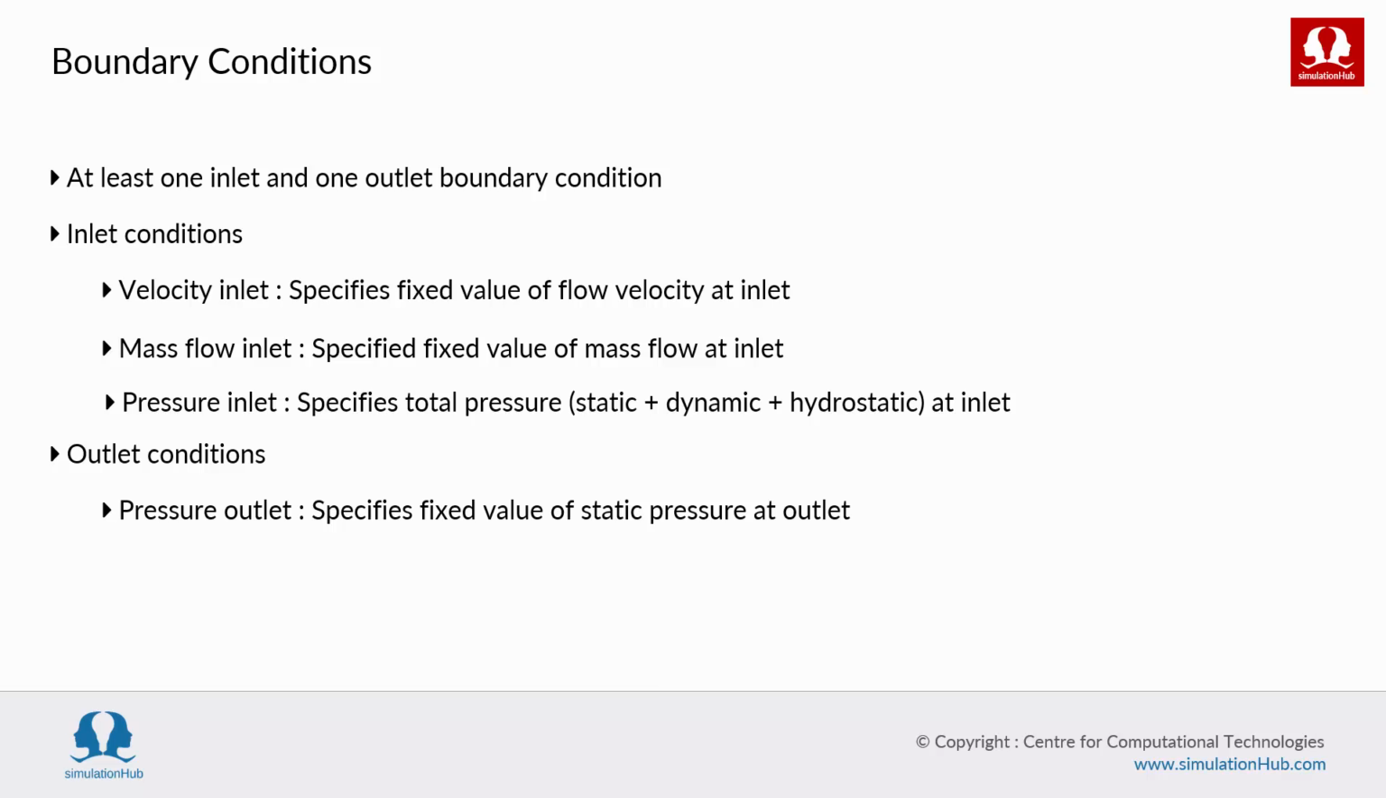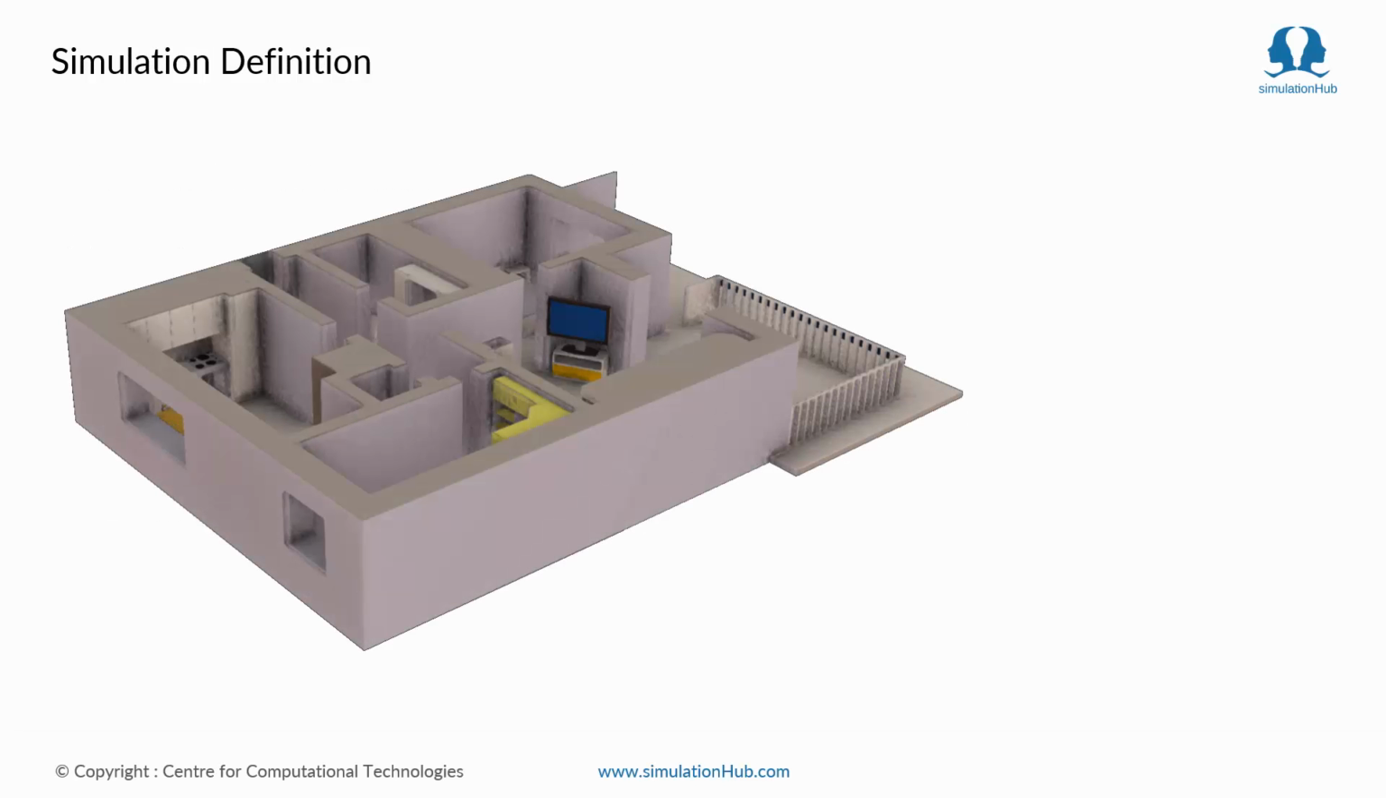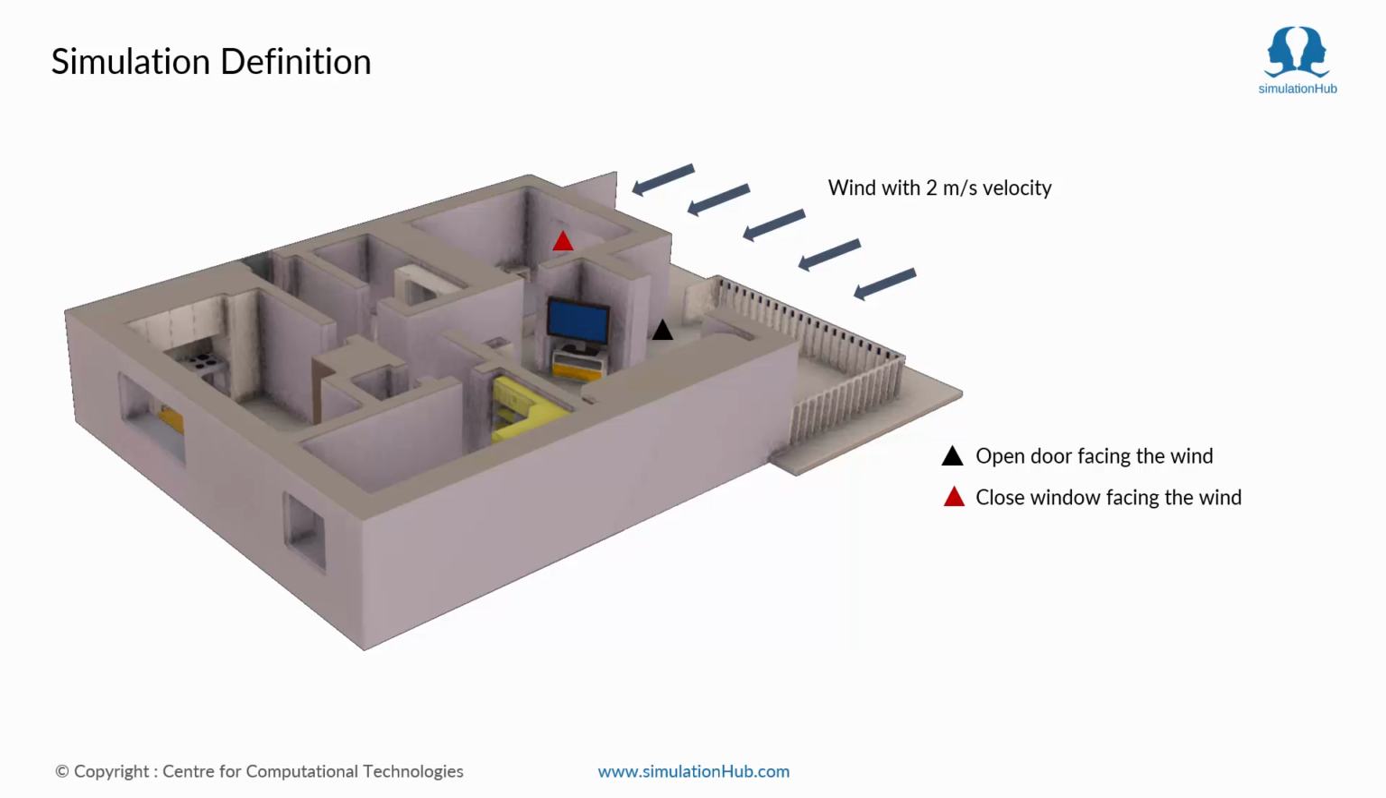So let me give you some brief about what is the simulation setup that we are going to do now. So this is a sample model of a house. The orientation of the house is such that the wind is flowing from front to back with 2 meter per second velocity. This is the typical wind condition based on the geographical location. Let's say that this door is open, which is facing the wind. This window is closed and the 2 backside windows are open. The kitchen window and room window is open.